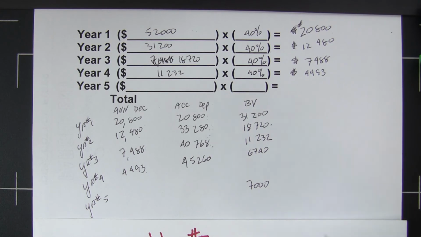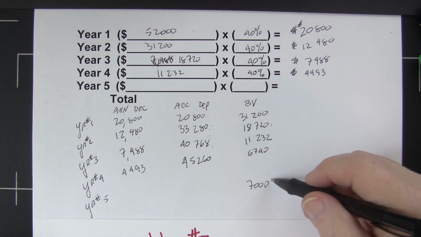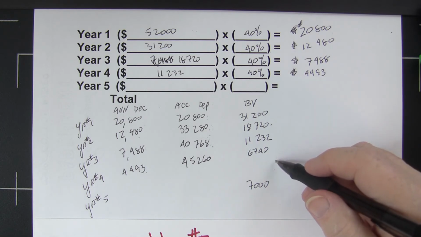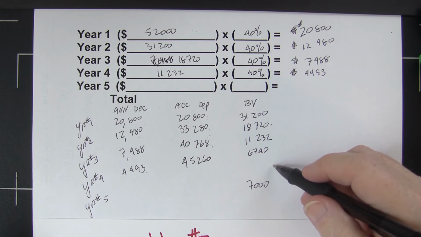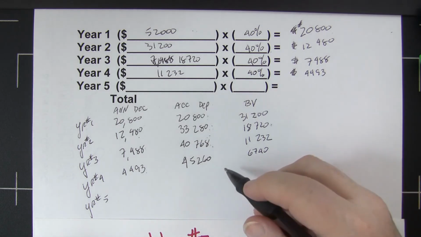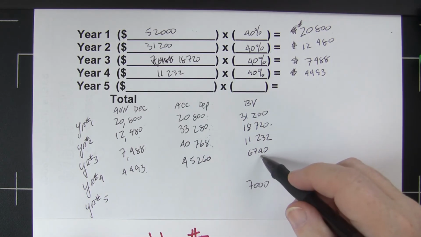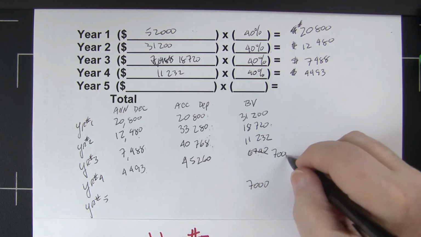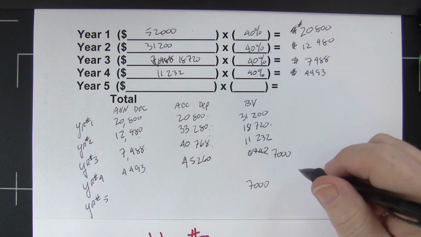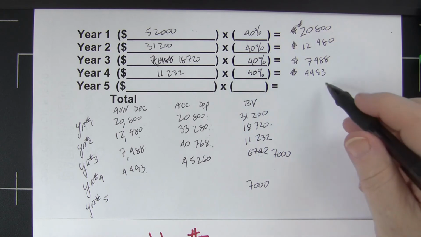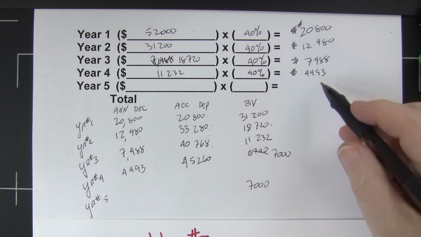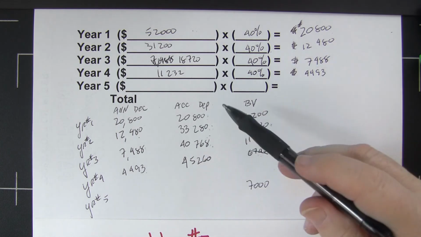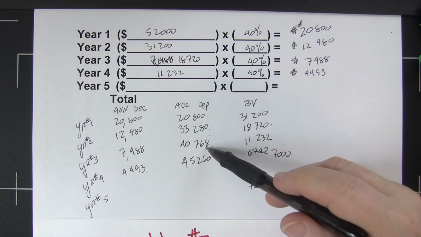Well, look what that does. That means that in year 5, when we do depreciation, we have to increase the value. Well, we can't do that. That makes no sense at all. So what we have to do is take just enough depreciation to bring our book value down to $7,000. So instead of taking the whole 4,493, all we can take is enough to go from where we were to 45,000.